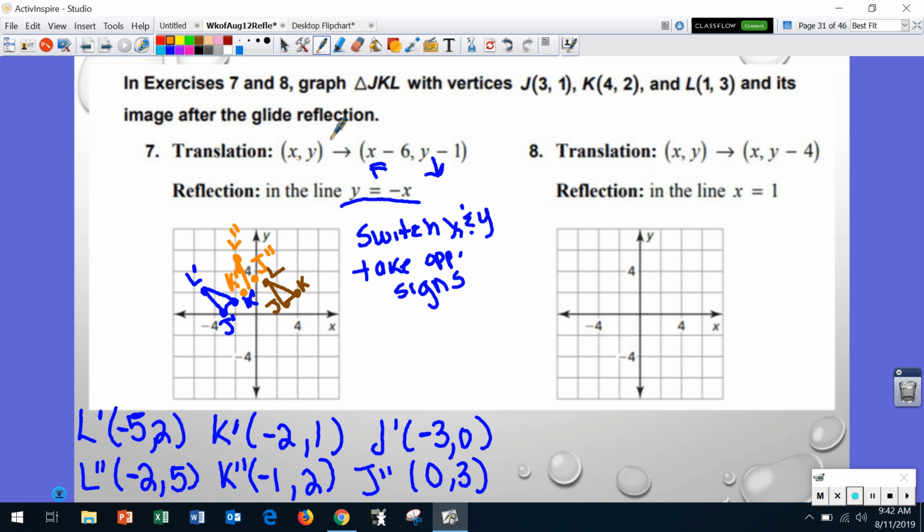And here is the, hold on, let me make that look a little neater. That is your final picture. And here we performed a glide reflection. Well, we did a translation and then a reflection. That's called a glide reflection. Okay, let's go ahead and go to number 8.